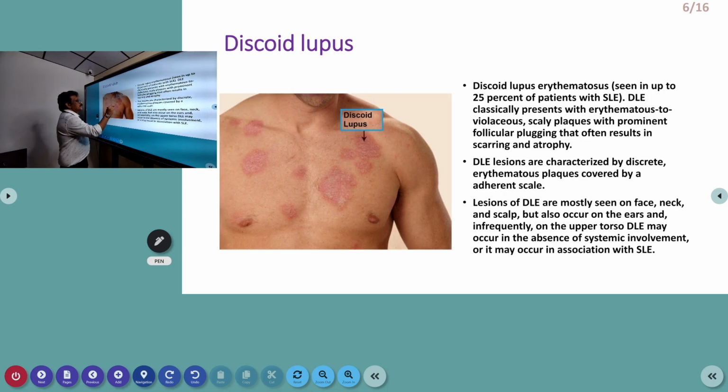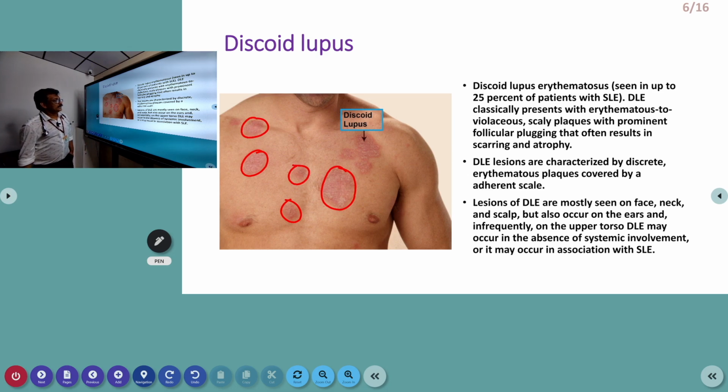Now these rashes are called discoid rashes. They are disc-shaped rashes, especially on the upper chest of the body. Again, this type of rash is also not very common in our population. You can see it in fair-skinned patients. They are discoid rashes. Okay.